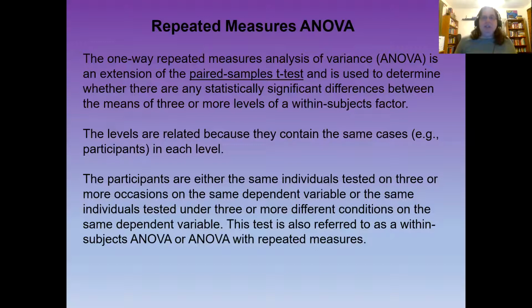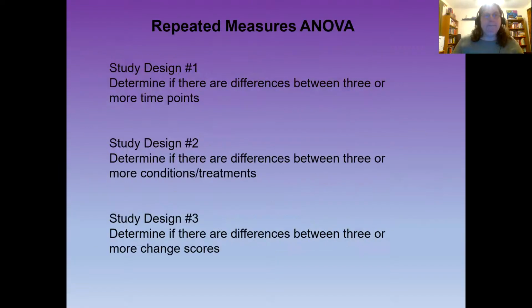Okay, so it could be that they're tested 3 times under different conditions, or tested 3 times and we're interested in the timing of the test. The participants are either the same individuals tested on 3 or more occasions on the same dependent variable, or the same individuals tested under 3 or more different conditions on the same dependent variable. The test is also referred to as a within subjects ANOVA or ANOVA with repeated measures, but I think repeated measures ANOVA is the most common way we refer to this test. Okay.